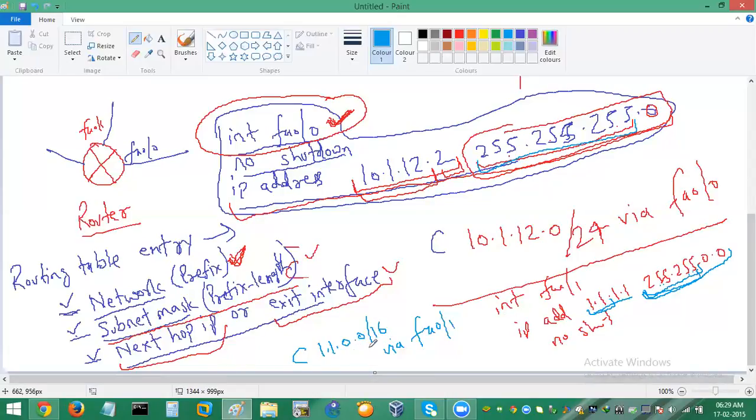This is how another entry will be made into the routing table of this router number 1. Did you understand, guys, this process? Everyone?